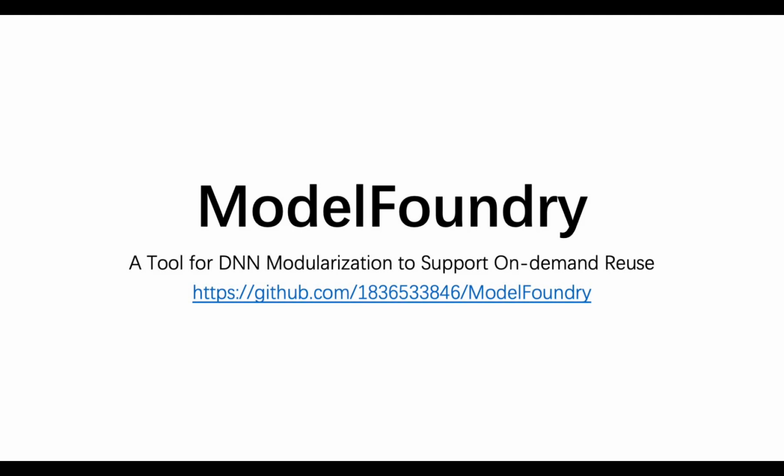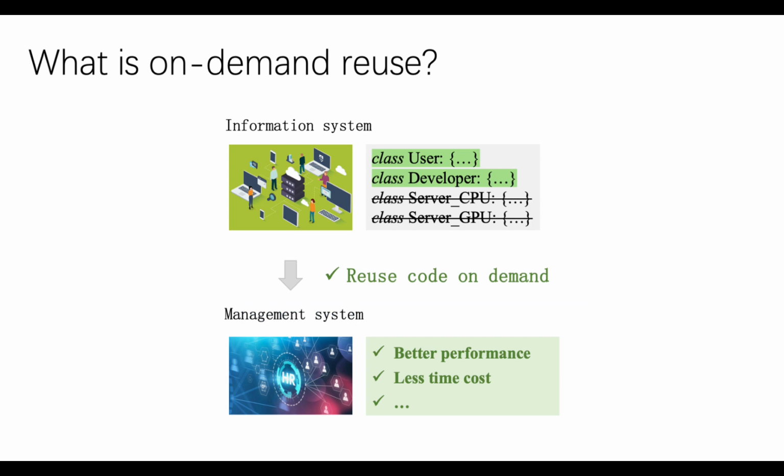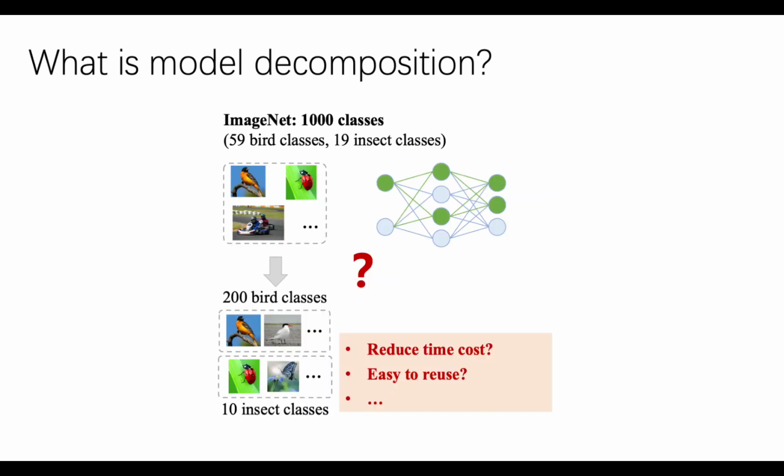Hi everyone. Today I'm gonna show you ModelFoundry, a tool for DNN decomposition to support on-demand model reuse. When building a software system, usually, we reuse some of the code from the existing system. However, not all of the code is useful, and reusing all of it would incur additional overhead. We choose to reuse some of the code that is relevant to the requirements and delete the code that is not useful. In deep learning models, we also want to be able to reuse only the parts that are relevant to the requirements, as a way to reduce the overhead of model usage.